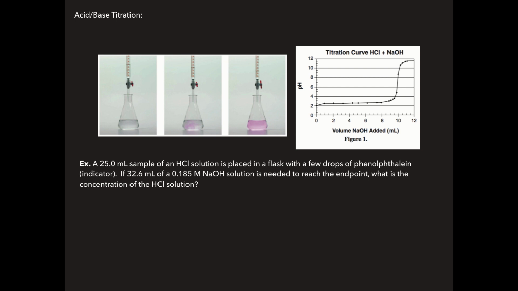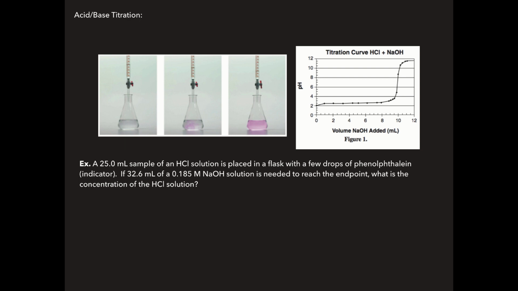It says a 25 mL sample of HCl is placed in a flask, so you can see that in the picture above, with a few drops of phenolphthalein. If 32.6 milliliters of a 0.185 molar NaOH solution is needed to reach the end point, meaning we're going to assume that that's the equivalence point, what is the concentration of HCl? So at your equivalence point, we know that I have equal moles of NaOH and HCl. Okay? So what that allows me to do is to use a mole-to-mole ratio to go from moles of NaOH into moles of my acid, and that will allow me to determine the concentration of my acid.